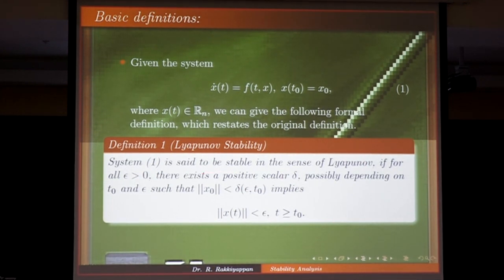The system 1 is said to be stable in the sense of Lyapunov if for all epsilon positive there exists a delta positive such that norm x naught less than delta, where this delta depends on epsilon and t naught, implies that norm x of t is less than epsilon for all t greater than or equal to t naught.